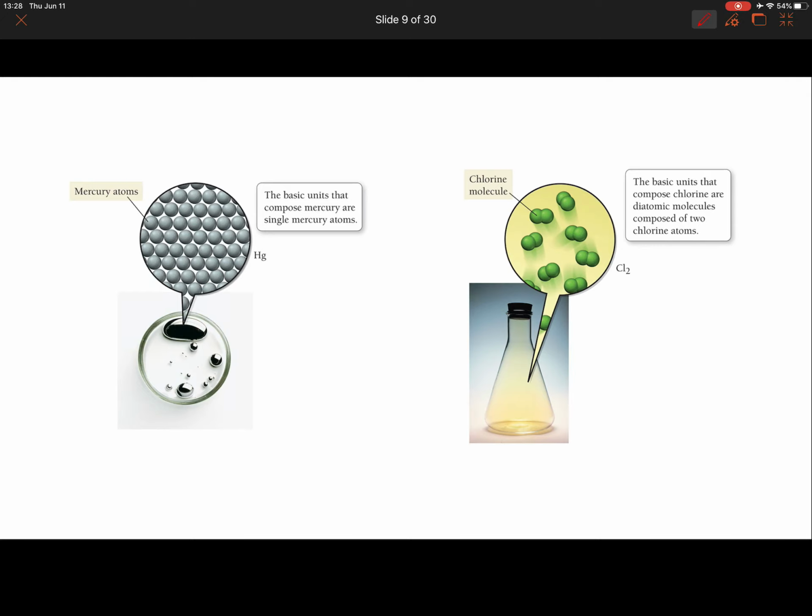Chlorine is one of those diatomic molecules. So what we call it is a molecular element, because it's a molecule. Molecules are more than one atom by definition. Compounds are also molecules, but not all molecules are compounds, right? This molecular element is not a compound, because a compound has more than one type of atom. This only has one kind of atom. So atomic element, molecular element.